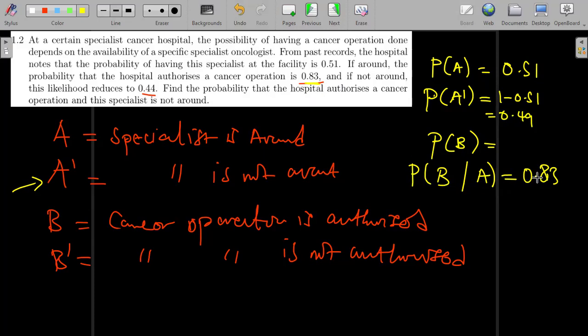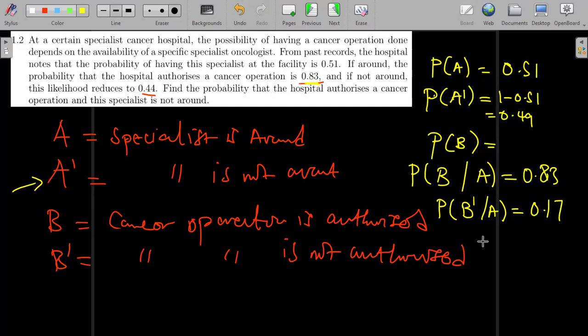So what else can we find from this? If this is the probability that the operation is authorized, given that the specialist is around, how can we find the probability that this operation is not authorized, given that the specialist is around? We just subtract, 1 minus this. So 1 minus 0.83 is going to give me 0.71.